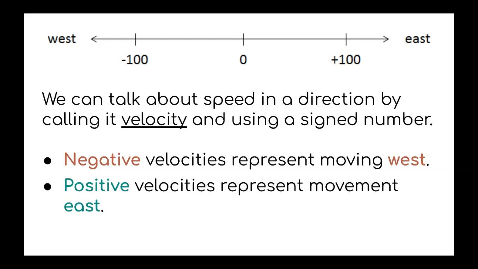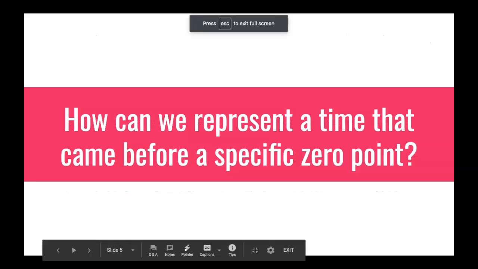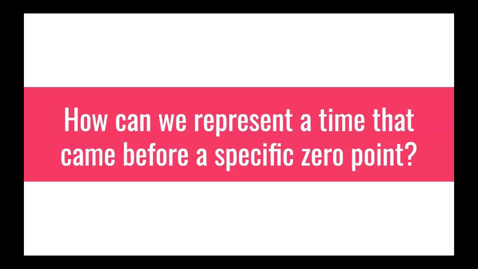Yesterday we talked about speed in a direction by calling it velocity and using a signed number. A lot of times we would use negative velocities to represent moving west and positive velocities to represent movement to the east. Today we also look at how we can represent a time that came before a specific zero point. So if it happened in the past, we're also going to represent that with a negative.